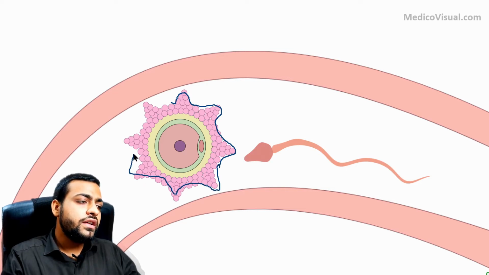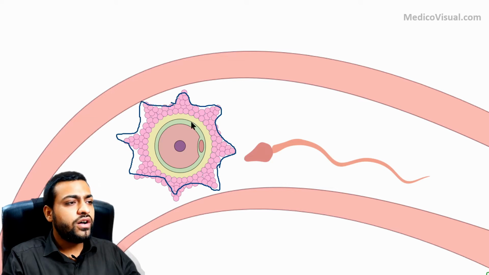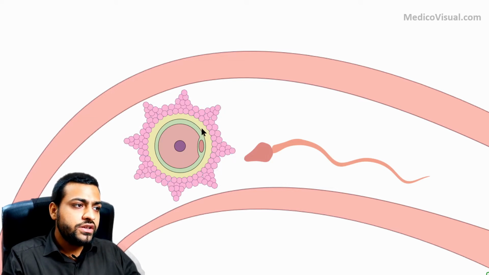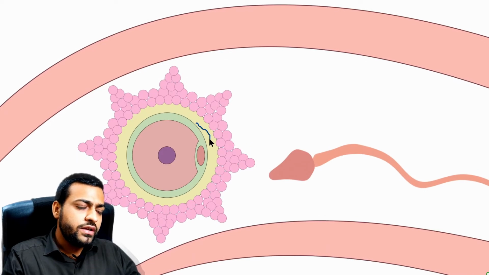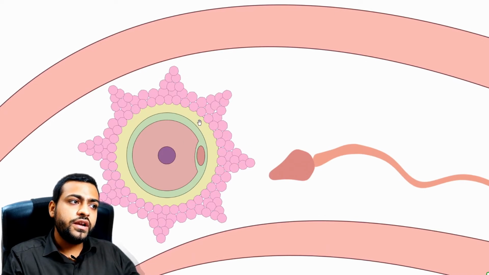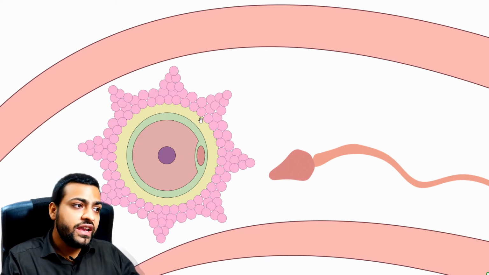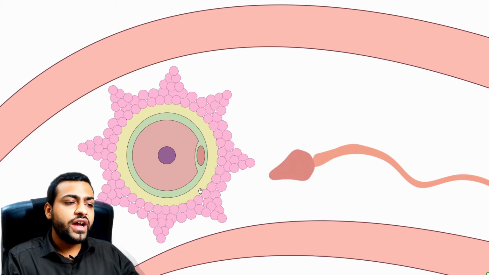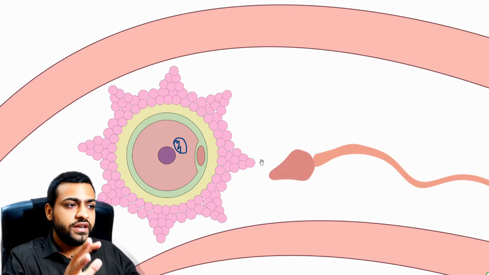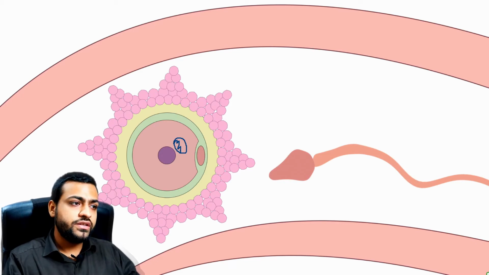And not only is it surrounded by corona radiata, but it is also surrounded by this yellowish thing here. What is this called? It is called zona pellucida. It is a glycoprotein coat. So this sperm has to penetrate through the corona radiata as well as the zona pellucida in order to fuse with the membrane of the oocyte, and after fusion it will then transport its nucleus into the cytoplasm of the oocyte to form the zygote, and we will discuss the details in the fertilization lecture, right?